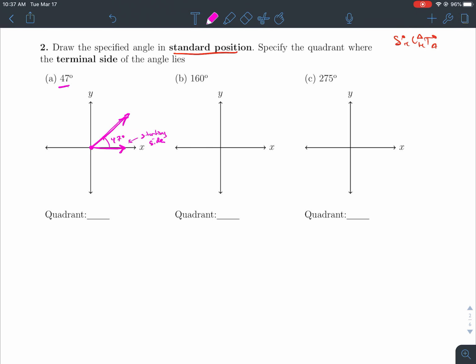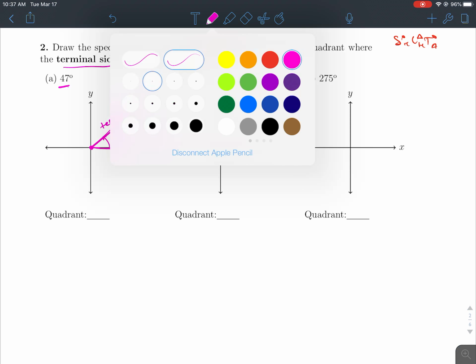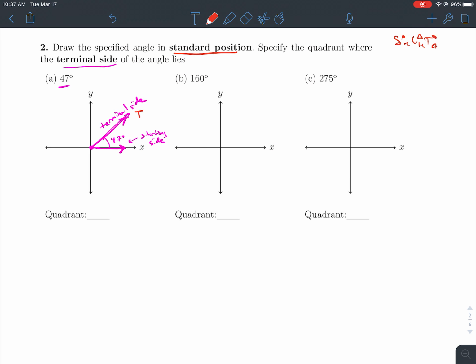And then the side where the opening of the angle ends is called the terminal side. It's very useful for us to keep track of which quadrant the terminal side ends in. Remember your quadrants are labeled 1, and then counterclockwise 2, 3, and then 4, using the Roman numerals. So in this case, our terminal side is in quadrant 1. We're only keeping track of the terminal side because our starting side is always going to be in the same place. So for 160 degrees, let's do the same problem.